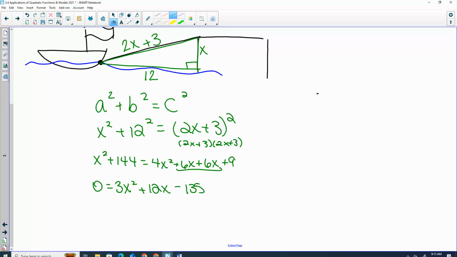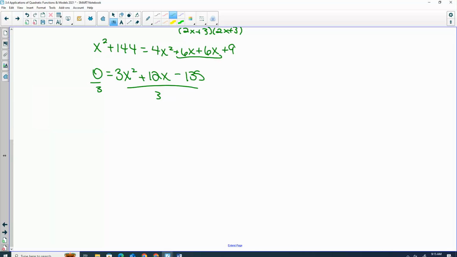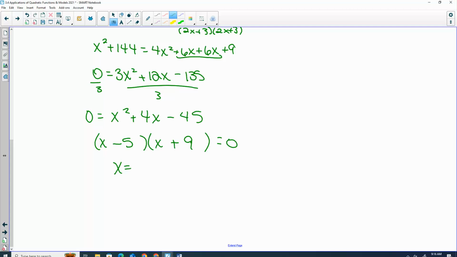I need to solve this. Do you notice anything about it? We can divide everything by 3. You can either factor out the 3 or, since it's an equation, we could divide both sides. Okay, what multiplies to negative 45 and adds to positive 4? So the x would be 5 and negative 9.